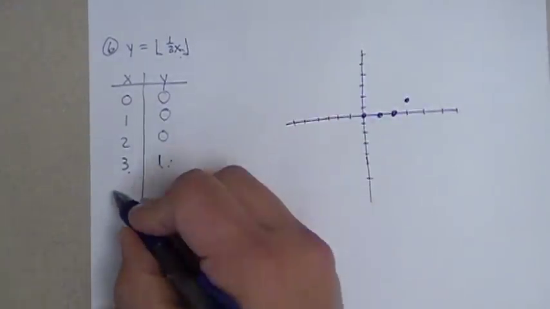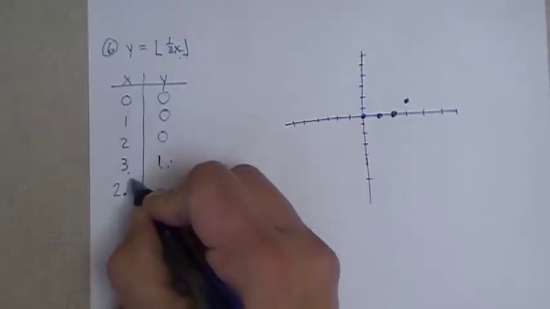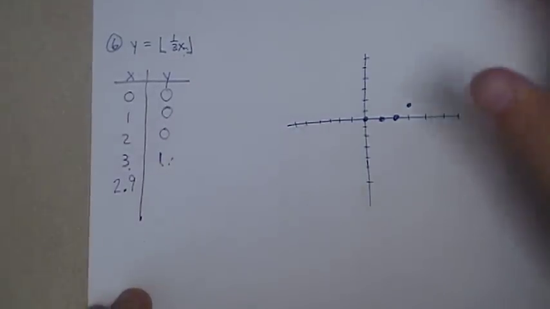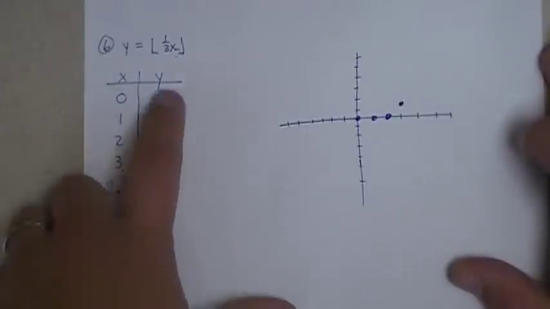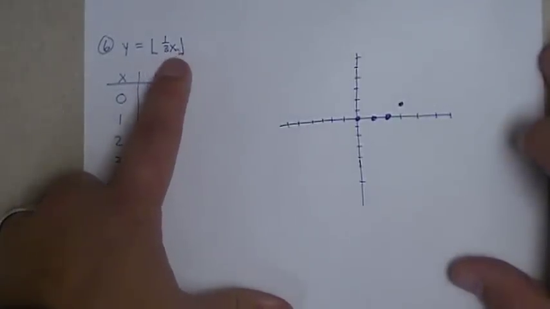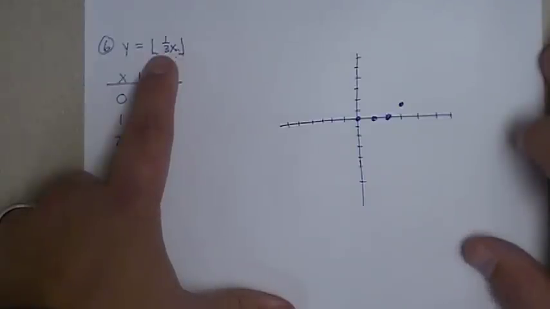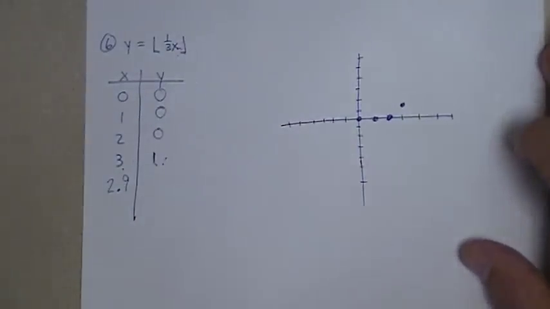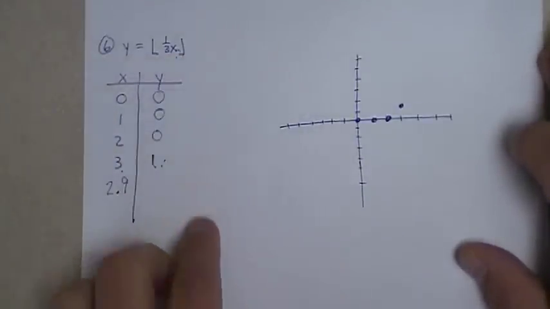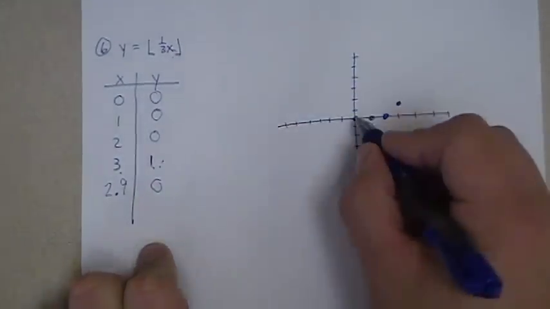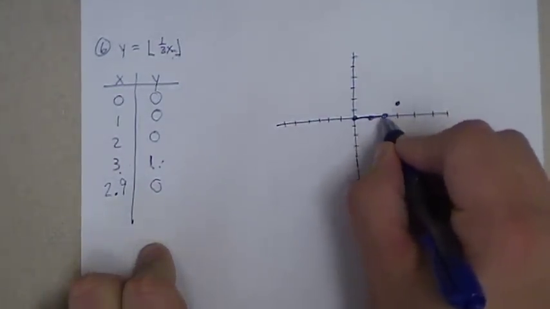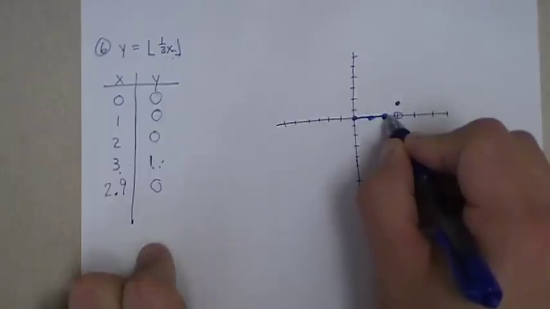If you don't believe it, try this. Try 2.9. So I know my table's not in numerical order anymore, but that's okay. If you take 2.9 and put it in place of x and check on a calculator what 2.9 times 1/3 is, you should get a number that's very, very close to 1, but a little bit beneath 1. It's going to be 0.9 something. And if you take the floor of 0.9, it's going to drop you down to 0. And that just confirms that this step right here where y is 0 is going to extend clear over to just below this open circle.